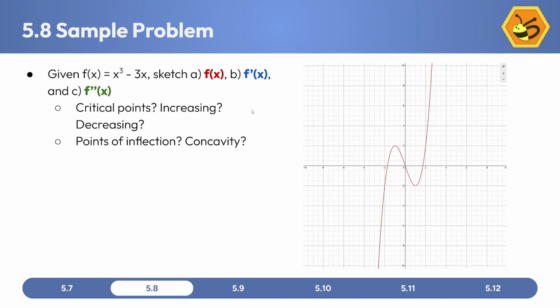All right, so let's try to solve this problem. If we have this function f of x equals x to the power of 3 minus 3x, try to sketch f of x, f prime of x, and f double prime of x. And this will just help us see some relationships between these functions and their derivatives. And again, let me know what your progress is.